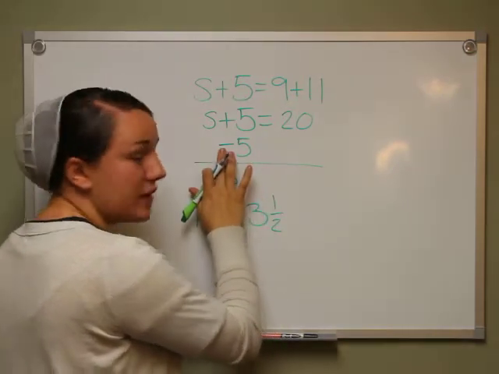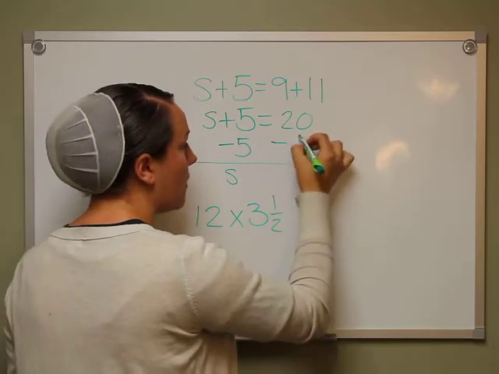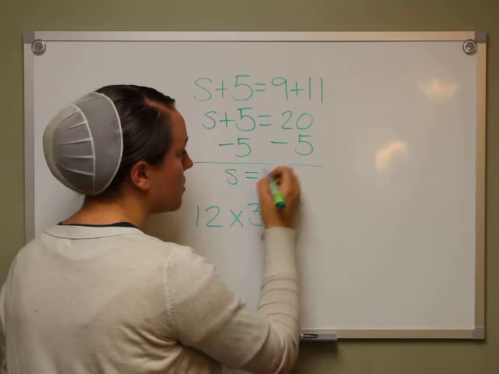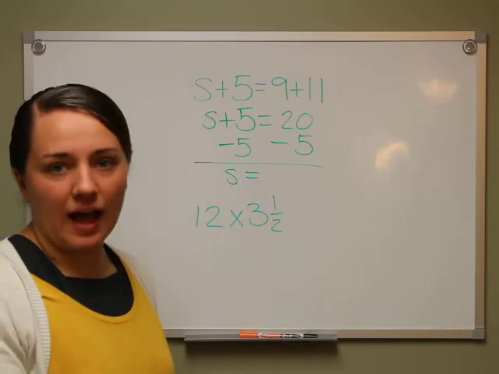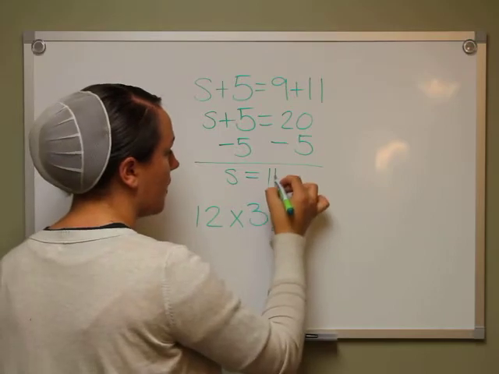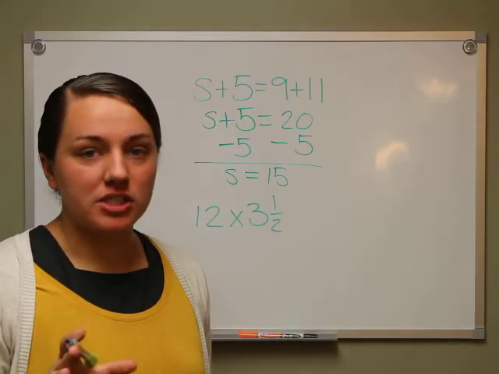Now, whatever we do to this side, we also have to do to the other side. So we have to go minus 5 over here as well. So now we have S equals, what is 20 minus 5? 15.